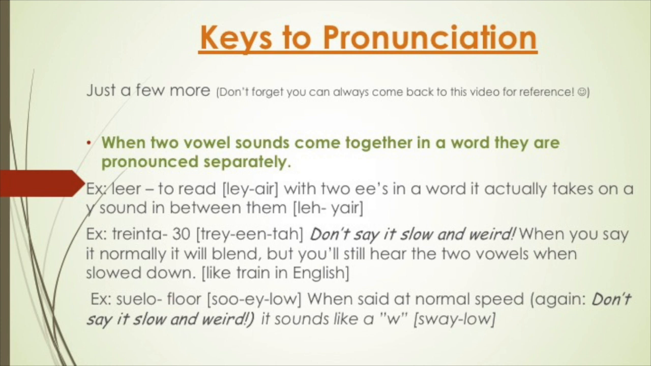The last example is the word suelo. Here we have the U and the E together. The U says u, the E says e. Suelo, and that means floor. When said at normal speed, again, don't say it slow and weird. It sounds like a W, suelo, suelo.